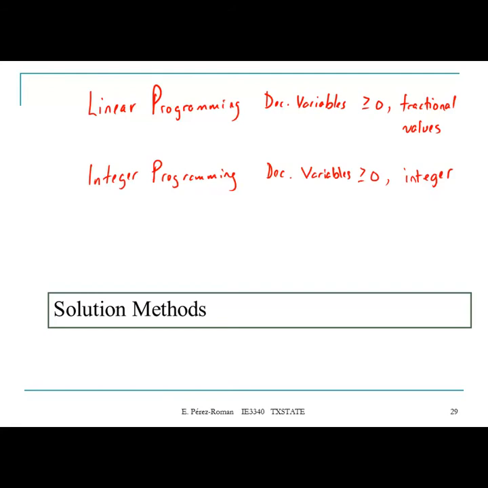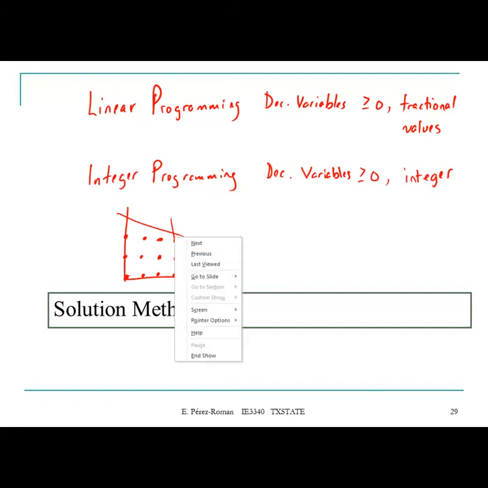As I explained in our previous lecture, when you look at the feasible region of the linear program, you can have something like this. But the integer programming solution is going to look at those points where you only have integer values. So your feasible region is now smaller.